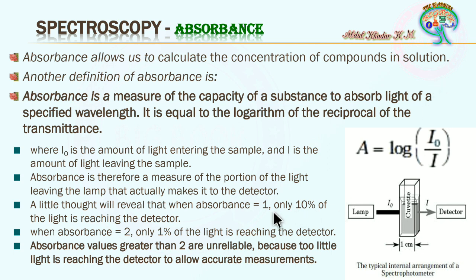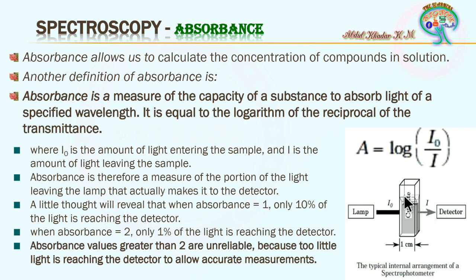So here, when you consider the absorbance value, that is the logarithmic value, of 1, then the light detected by the detector is 10%. Here at I0 it will be 100%. After passing through this cuvette sample, 90% of the light is absorbed, and the light left towards the detector is 10%. So when absorbance is 2, only 1% of the light is reaching the detector.